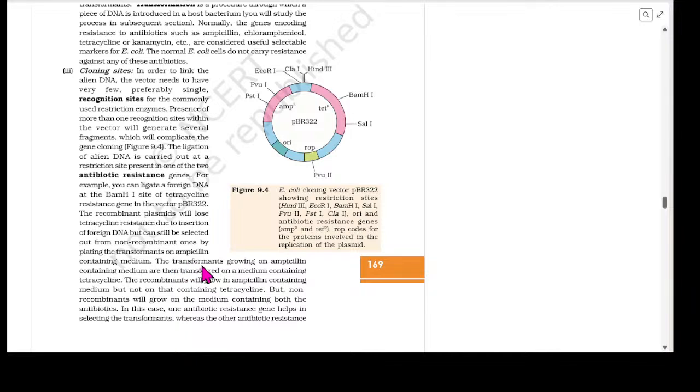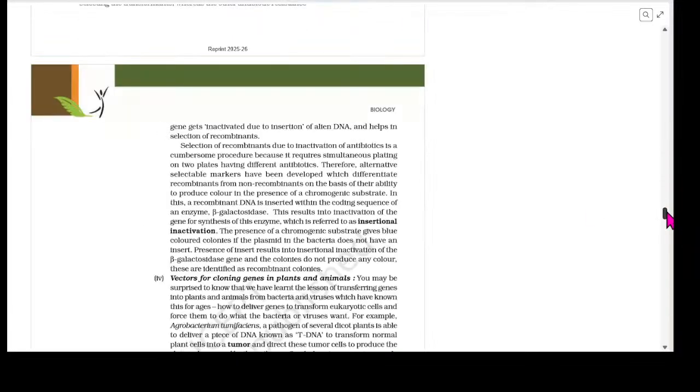The transformants growing on ampicillin containing medium are then transferred onto a medium containing tetracycline. The recombinants will grow in ampicillin containing medium but not on that containing tetracycline. But non-recombinants will grow on the medium containing both the antibiotics. In this case, one antibiotic resistance gene helps in selecting the transformants, whereas the other antibiotic resistance gene gets inactivated due to insertion of alien DNA and helps in selection of recombinants.